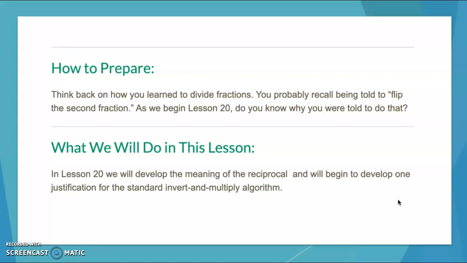Talking about how to prepare, we're going to think back on how we learned about dividing fractions, and remember your recall about flipping the second fraction. As we begin lesson 20, do you know why you were told to do that? Think about, again, go back. Remember, we're scaffolding our lessons as we move forward.